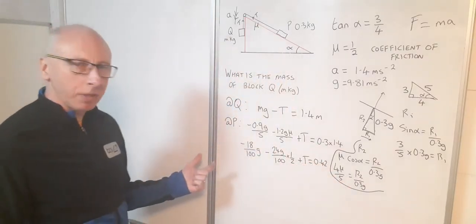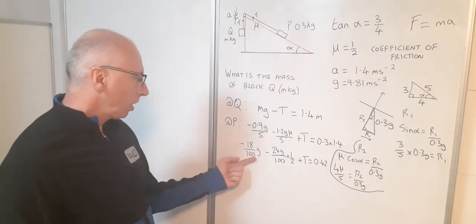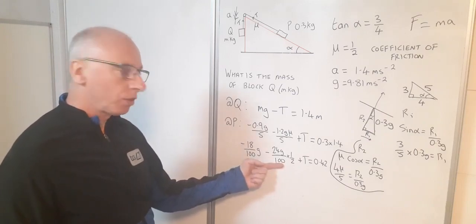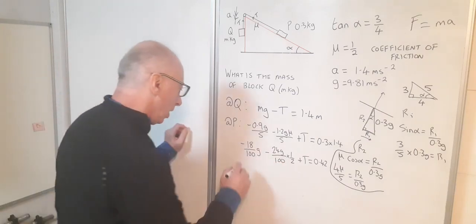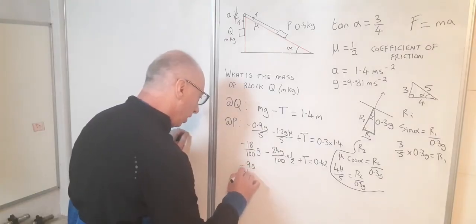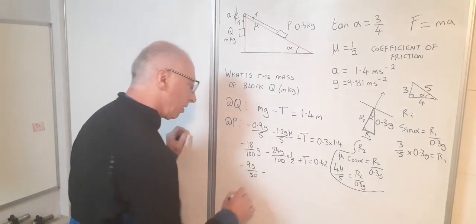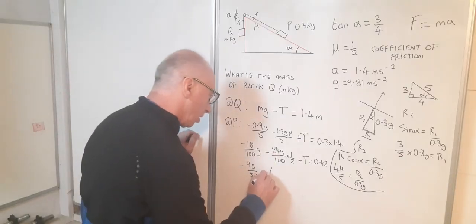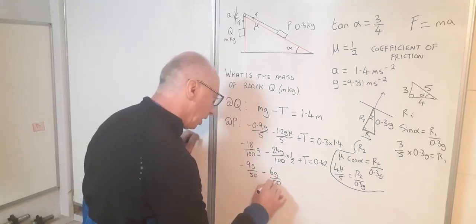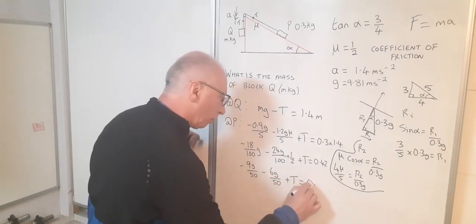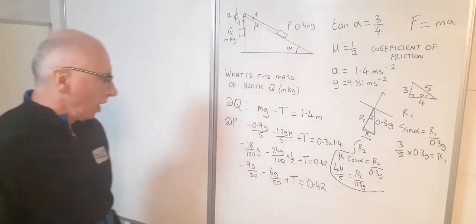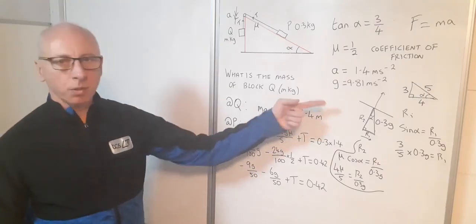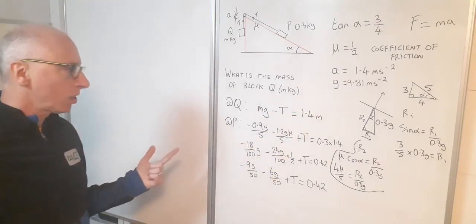Okay, again, let's just simplify this a little bit more. So now we can do both of these over 50. So if I times that by a half, I'll get over 200, but then divide by 4. So minus 9g over 50, minus, so divide that by 4, I'm going to get 6g over 50, plus T equals 0.42. Okay, so now let's plug all of this into a simultaneous equation and see if we can solve for our m.